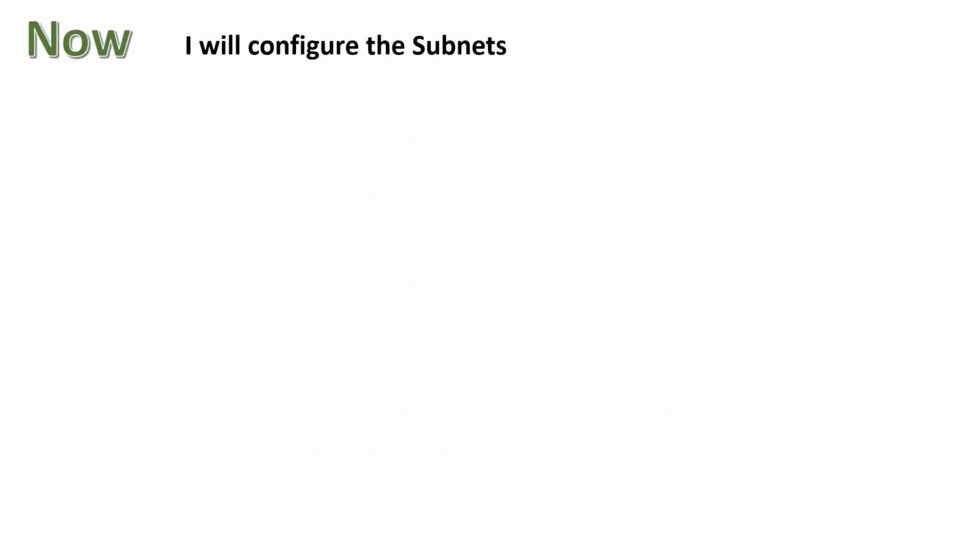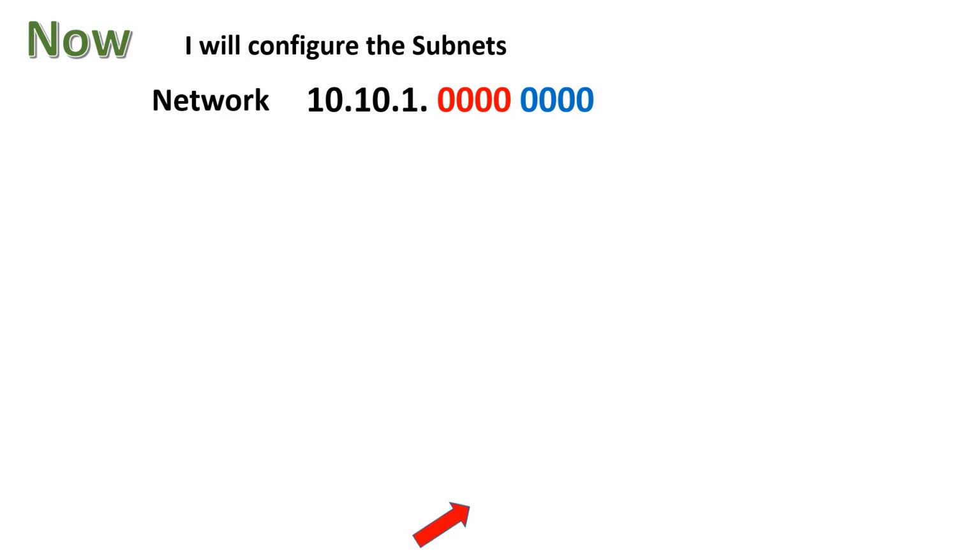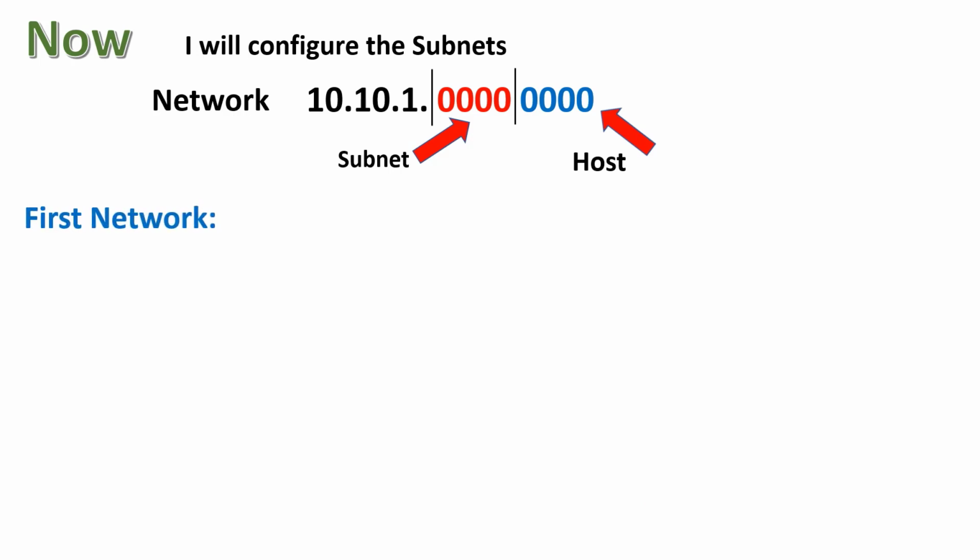Now, I will configure the subnets. Now we have the network of 10.10.1, and we will be working on the last octet, the host portion. We draw a line there to work on the subnet side, and this is for our host portion, which we configured, or we know already we will have only 14 hosts per subnet. As for the first network, we write down the IP address like this. We will be working only on the last octet on the right, and we will not touch for now the host portion. We will work on the subnet portion.